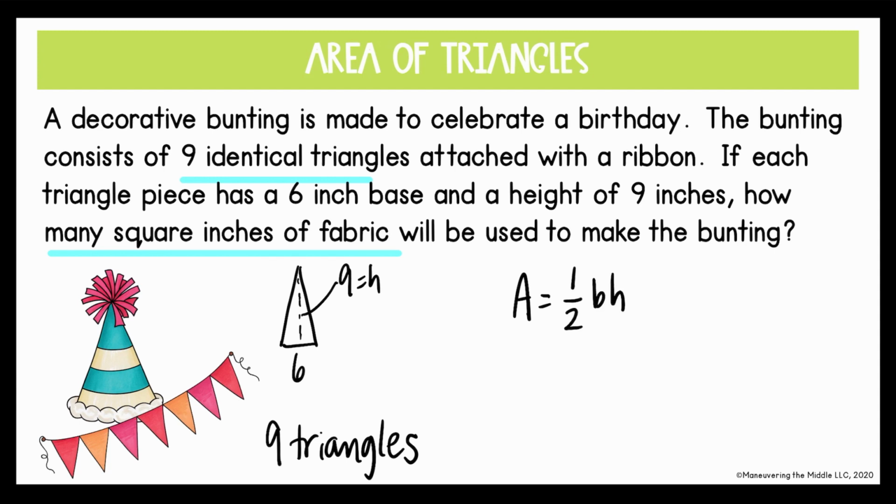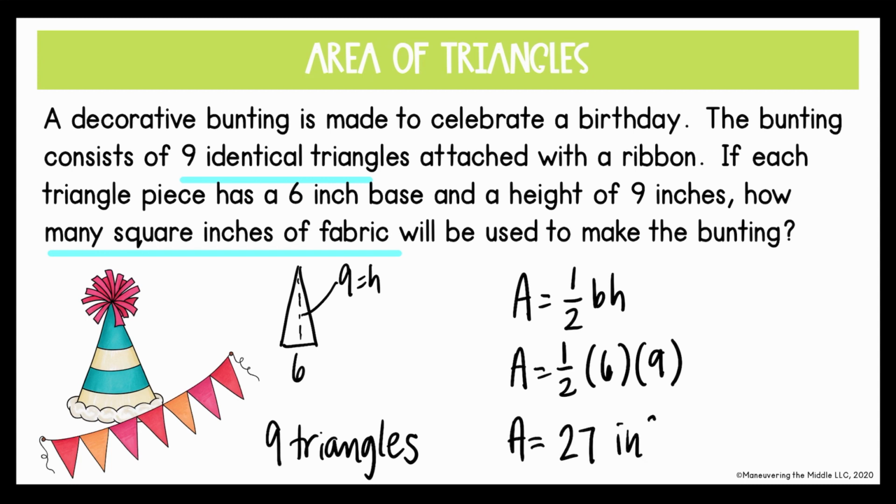There's my formula. I'm going to go ahead and find the area of one triangle since I know that much. When I multiply 6 times 9, I'm going to get 54. When I multiply that by 1/2 or divide it by 2, I'm going to get 27 inches squared. Now that represents one triangle, so I can do 27 times 9 to represent all 9 triangles, which gives me 243 inches squared. And remember, we're talking about area, so it's inches squared.